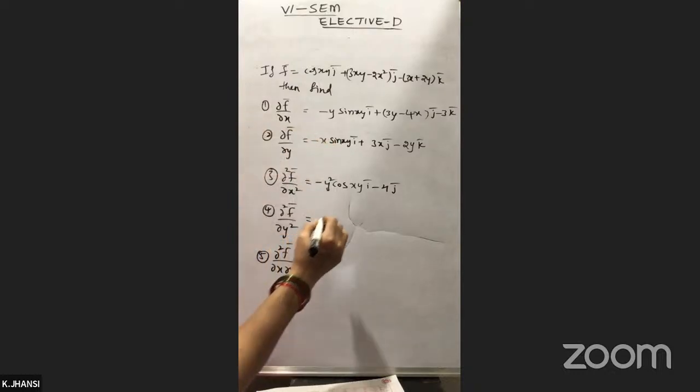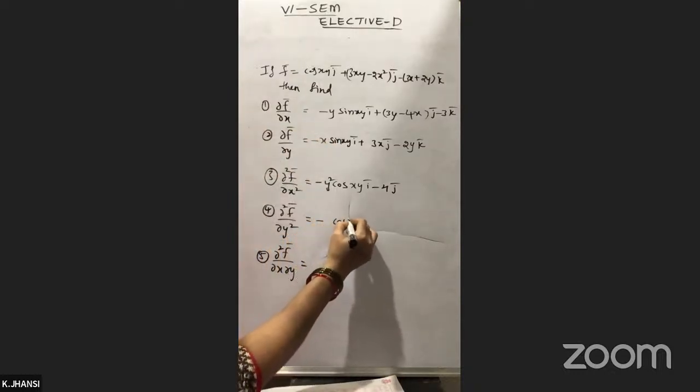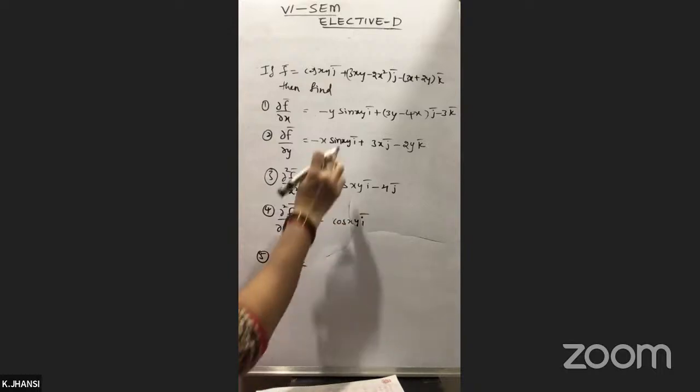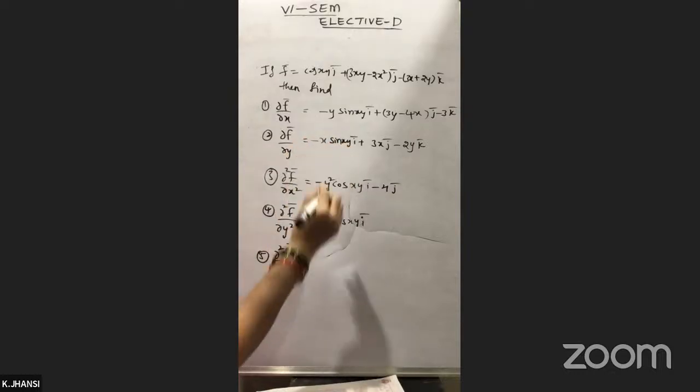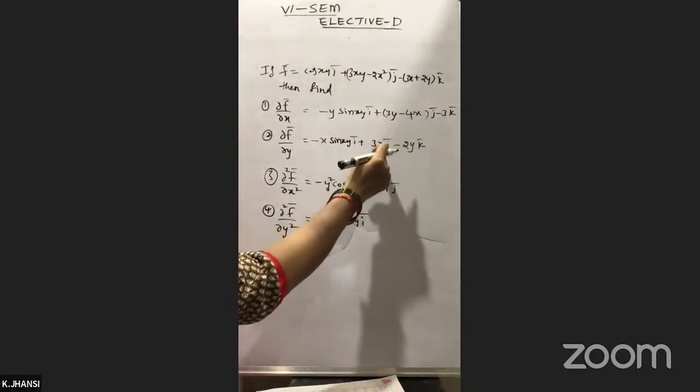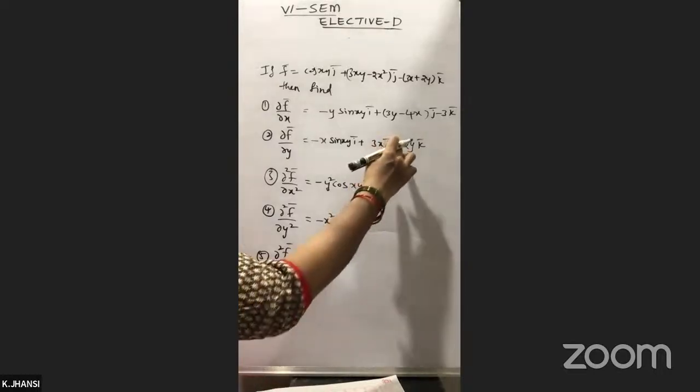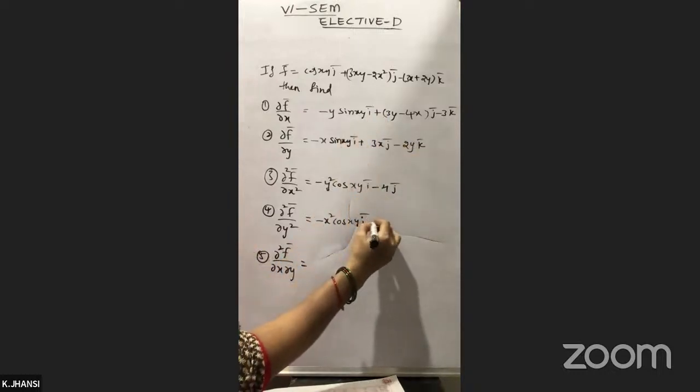Next, when you do with respect to y, this one, so minus x, keep like that only, sin will become cos xy i differentiation, and here y will become 1, one more x will be there, x into x is x square. Now 3xj is there, here y term is not there, so it will become 0. So only this: minus 2y will become 1, so it is minus 2.